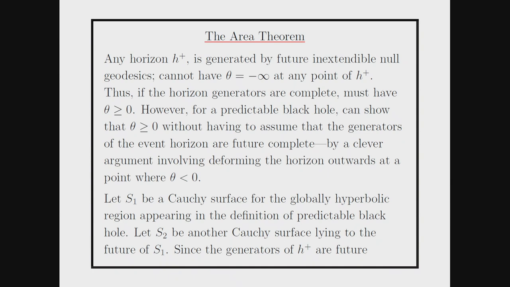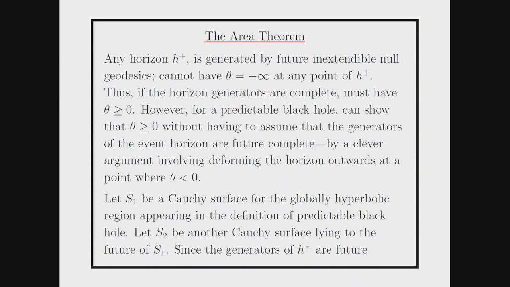Well, that argument is not really optimal because the horizon generators might not be complete. The predictability assumption doesn't guarantee that the horizon generators are complete. But you can actually make a nicer argument by arguing if the expansion were negative somewhere, then you could deform the horizon there outward so that it would be visible at infinity, but you'd still have negative expansion. But now because it's visible at infinity, you'll run into a similar contradiction in this manner.